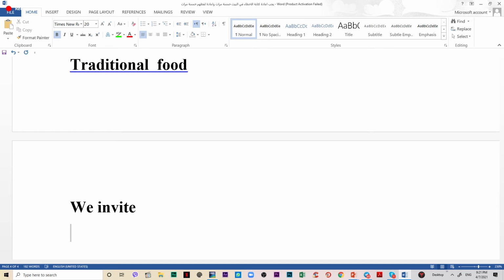And all the Muslims in this event, they do something special. They slaughter a sacrifice, and when they cut the meat, they put it in some bags, and we give it to the poor people.